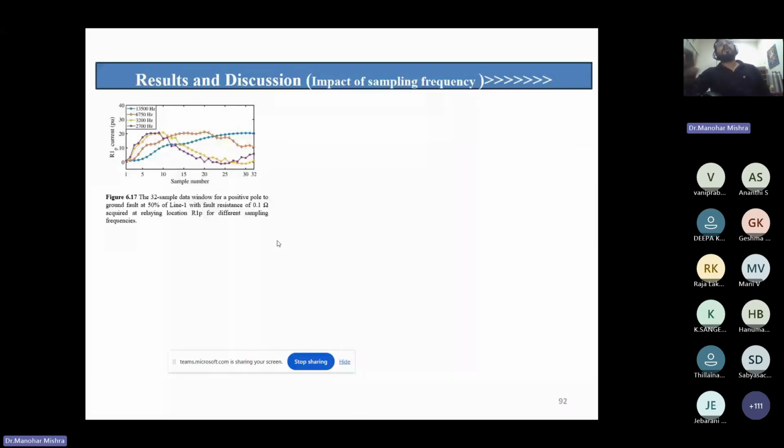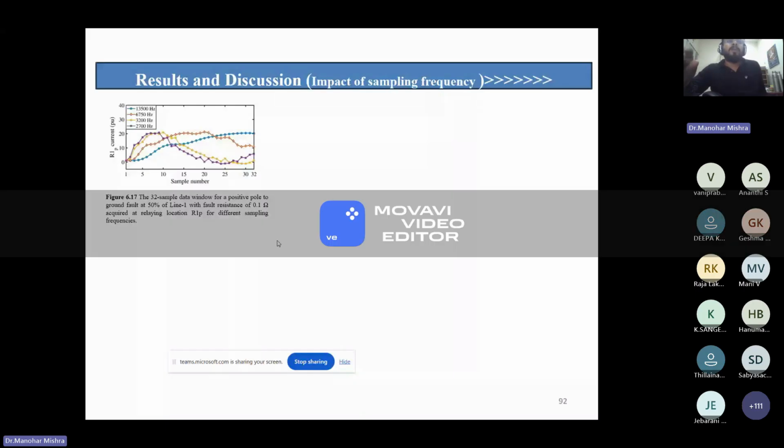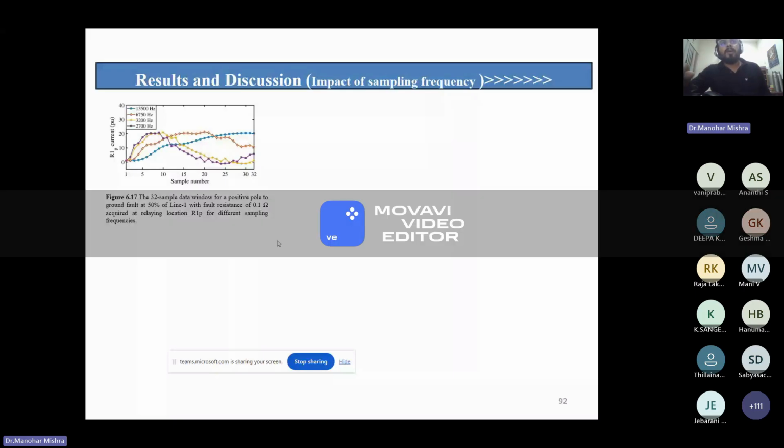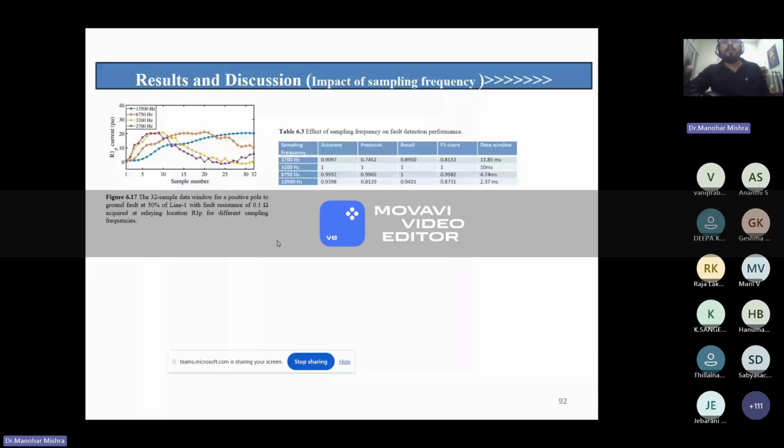And after that, this system is simulated at 13.5 kilohertz. But we have also studied how changing the sampling frequency impacts the result. We reduced the sampling frequency to 2700 hertz, 3200, then 6550, and here also we checked how the accuracy behaves with different sampling frequencies.